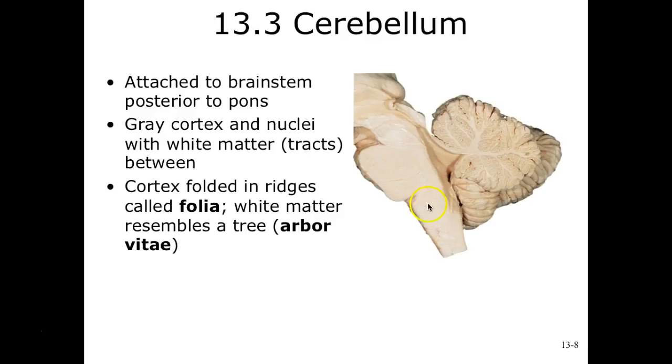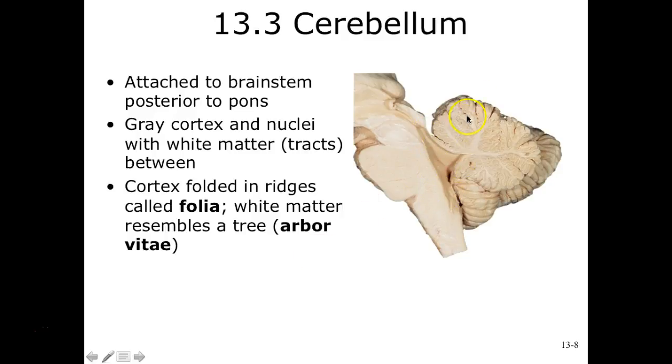Here is our cerebellum. It's that little brain, and it's found directly posterior to the pons. Well, I shouldn't say directly, because we have this space here. This space is known as the fourth ventricle, so keep that in mind for an upcoming slide.